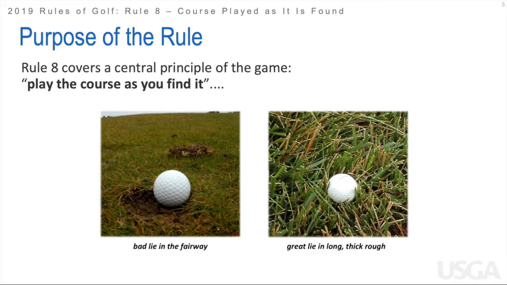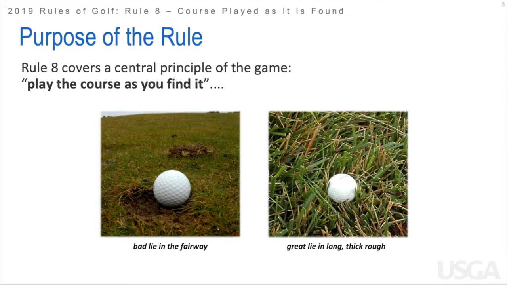So it's important to know what it means to improve the conditions affecting the stroke, but it's also important to know that you can technically improve some of these things as long as you're doing them in the course of properly playing the game. So a central principle of the game is to play the course as you find it. The two great principles are play the ball as it lies, play the course as you find it. We are covering a very specific or central principle here in that we're talking about playing the course as you find it.